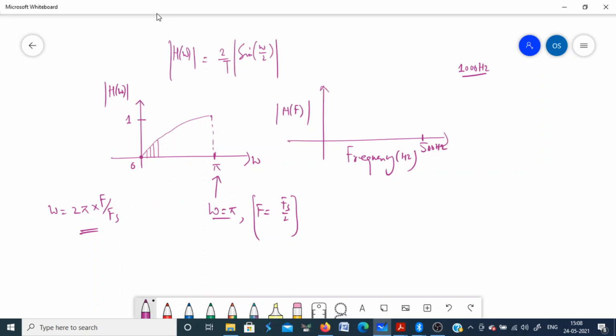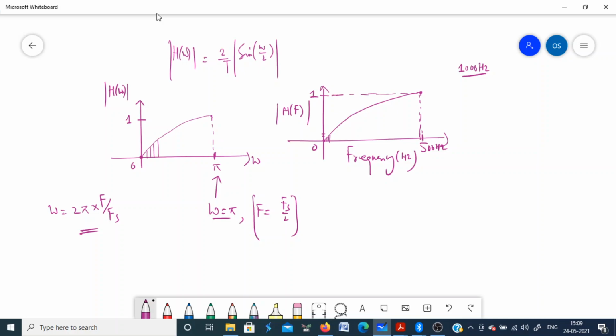So this plot is basically a sine wave graph like this. From 0 to 500 hertz, its shape will be like this. It will be a sine function. So 0 frequency is stopped. At lower frequencies we have very small gain, so they are attenuated. In fact, at the frequency fs by 2, at that point your gain is 1.